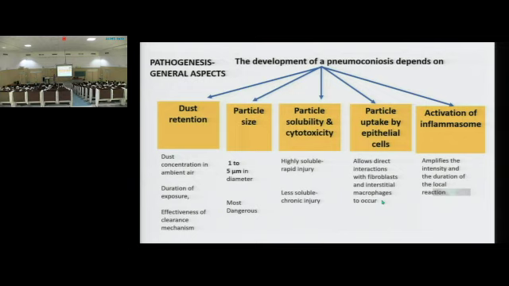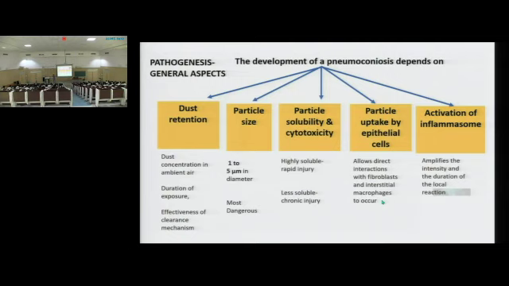So what is the spectrum? Those who are less than 1 micrometer and those who are greater than 5 micrometer. Micrometer, sorry, not millimeter. So those who are larger, they will be trapped by the mucociliary mechanism because the bronchial epithelium is ciliated. Whatever particles will be there, they will be trapped by the cilia and epithelial cells, and they will be destroyed by the macrophages. So bigger particles will be trapped and removed.